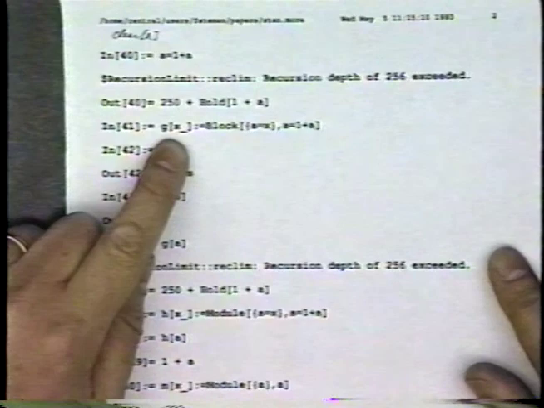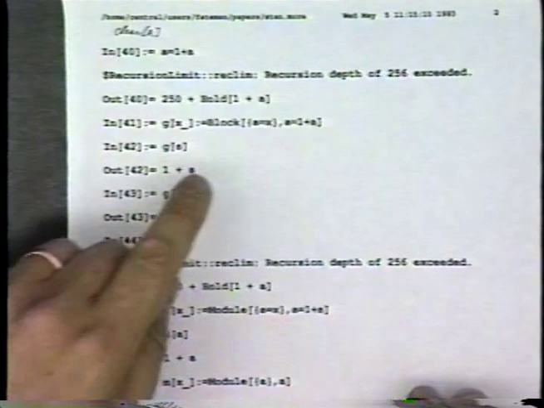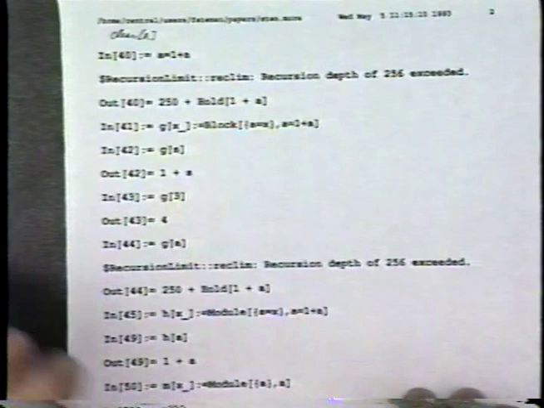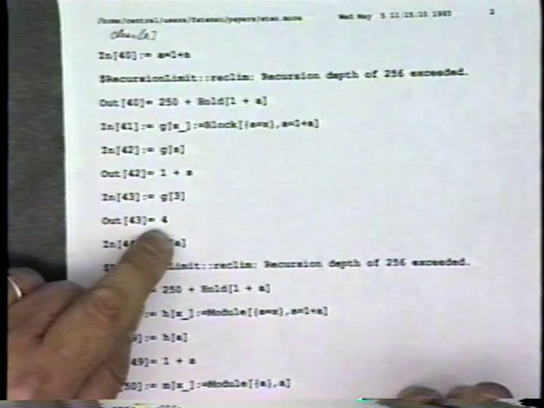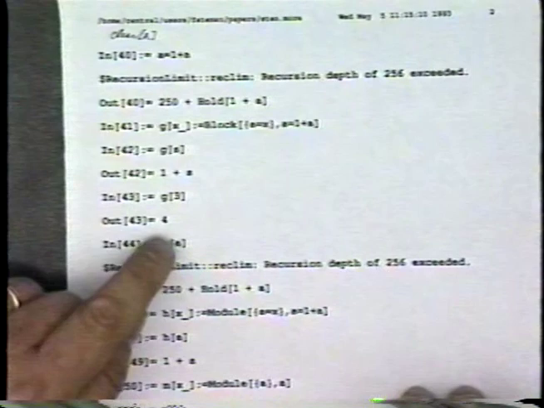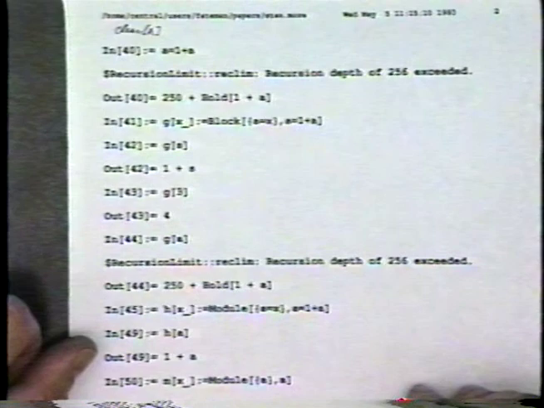Now, here's a little function. G of x is defined to be Block, which means you have local variables. A local variable a is assigned x, and a is assigned 1 plus a. What does this do? Well, you try it out. G of s responds with 1 plus s. G of 3 responds with 4. You get the feeling that what this program does is it adds 1 to its argument. So 3 gets 4, s gets 1 plus s. G of a gives you an error. It says recursion depth of 256 exceeded, and it gives you a funny answer here.